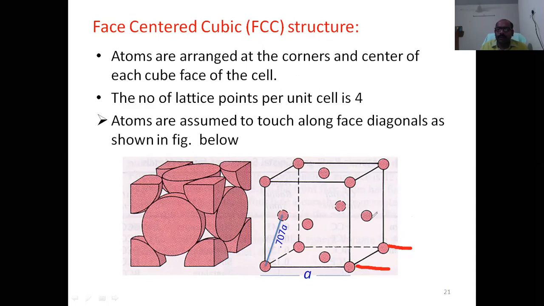So such 6 points are there. 6 into 1 by 2 gives us 3. And 3 plus 1, we get 4. So that is the effective number of lattice points per unit cell in case of FCC structure. Okay, and one more thing.